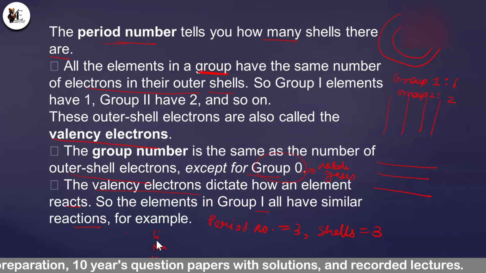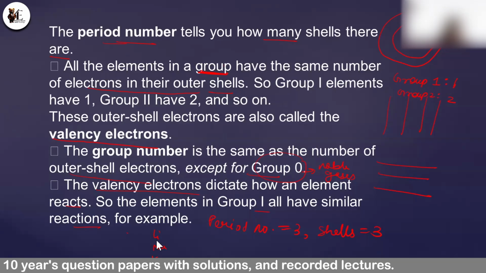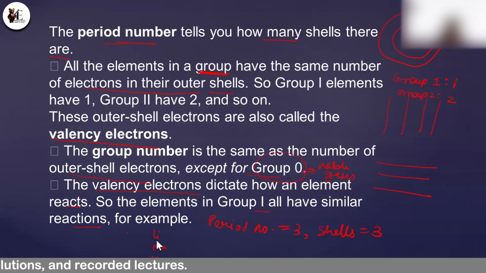Yes. So I think two things you have to be clear, very short: that period number is equal to shell number. Second thing is that if elements are present in the same group, then their chemical properties are also the same and they have the same number of valence electrons.